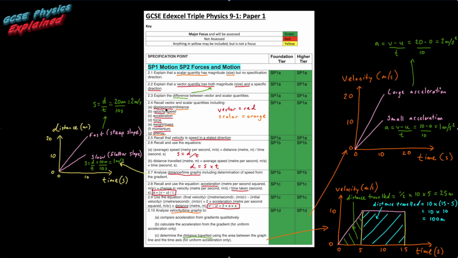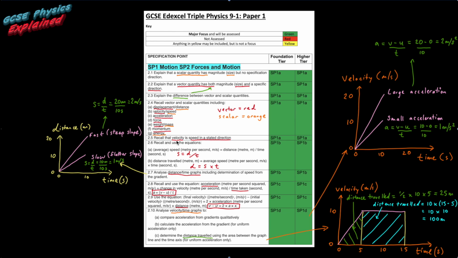So displacement is basically a distance, but it has a direction as well. That's what makes it a vector. A speed is a scalar. It has only size, but the velocity has size and direction, so it's a vector. Acceleration is a vector. Force is a vector. Weight is a vector. Mass is the equivalent scalar. Momentum is a vector. And energy is a scalar. So there's plenty of examples there if they ask you for some examples of vectors and scalars.